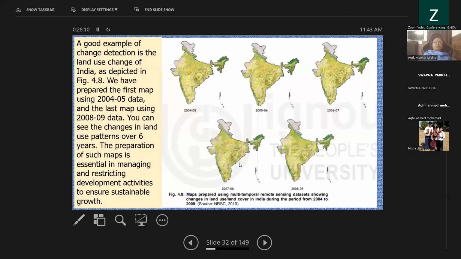Again, one more figure, again from your SLMs. 2005, 2006, 6 and 7, 7 and 8. So this is multi-temporal remote sensing data sets. This is showing the change in land use and land cover during this particular period.